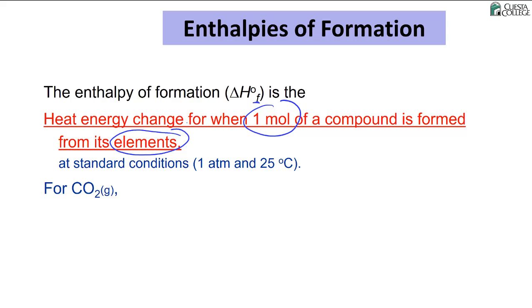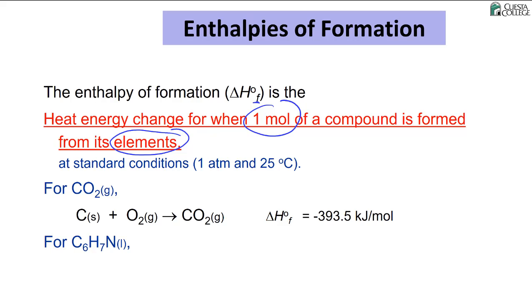Let's look at an example for carbon dioxide. The chemical equation that would represent the enthalpy of formation, or delta HF, would be forming 1 mole of CO2 from its elements, carbon solid and oxygen gas. In this case, you could look up the value for delta HF, and it would be negative 393.5 kilojoules for every mole of CO2 formed.